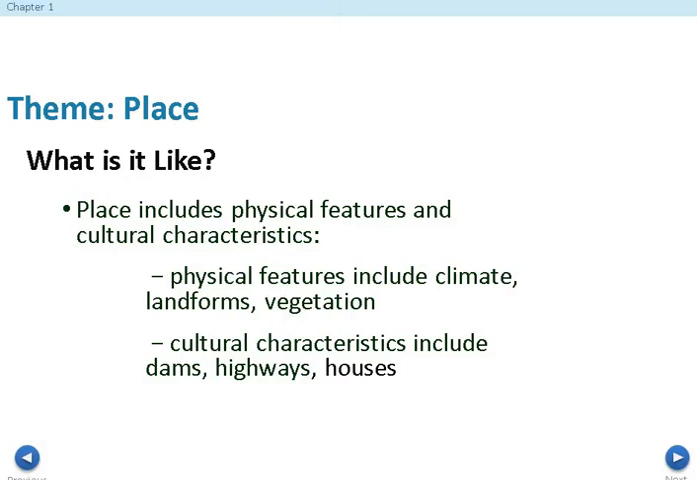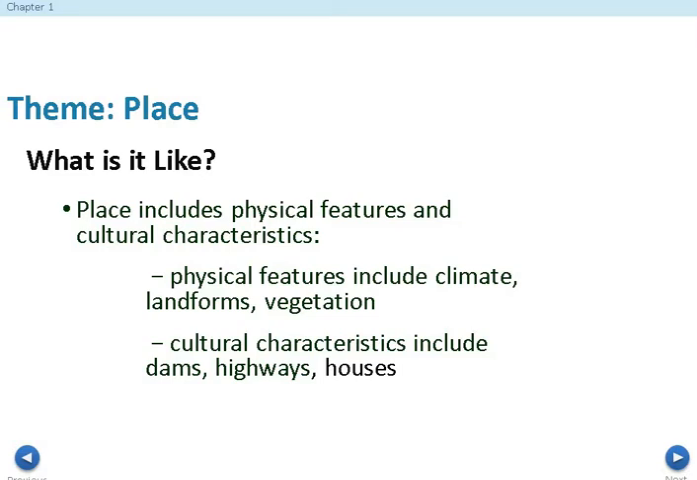Now, the second theme of geography is place. A place includes physical features and cultural features. A physical feature of an area might include its climate, landform, and vegetation, where cultural characteristics might include a dam, highways, or houses. With a place, we're looking at how to describe it. If I were to ask you to describe Fremont, you might say it's cold in the winter and hot during the summer. You might say it's relatively flat. Those are all physical features.